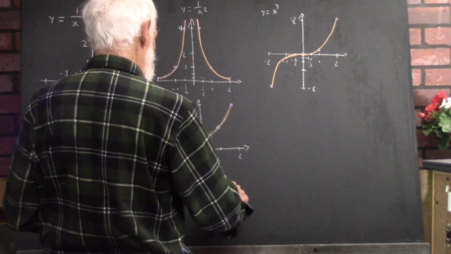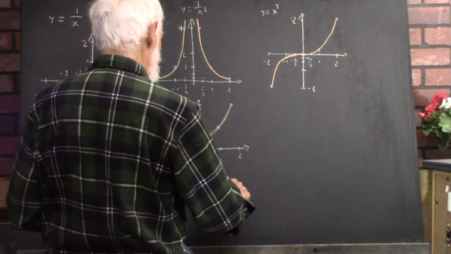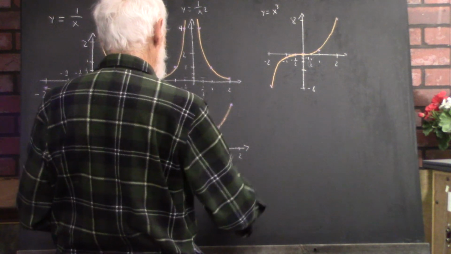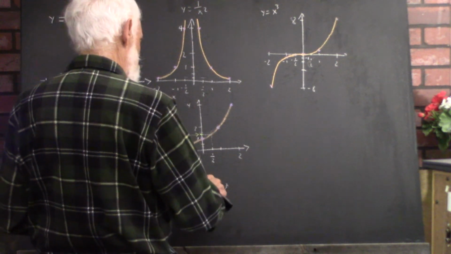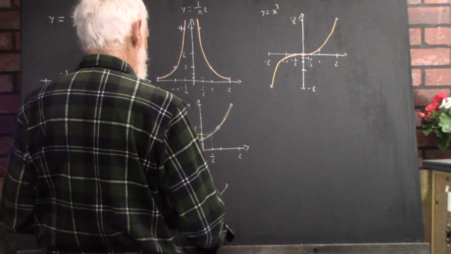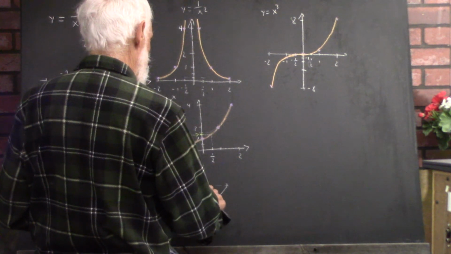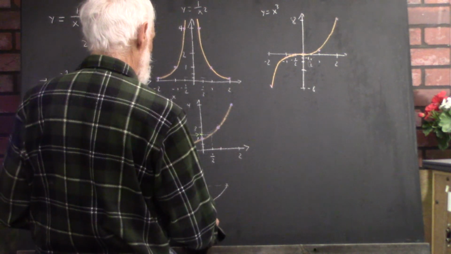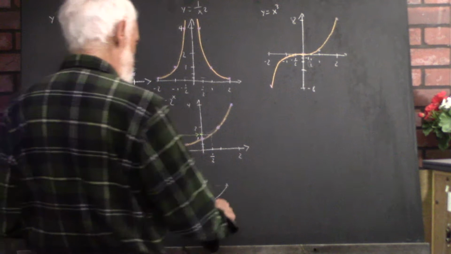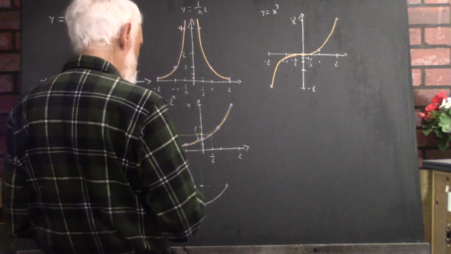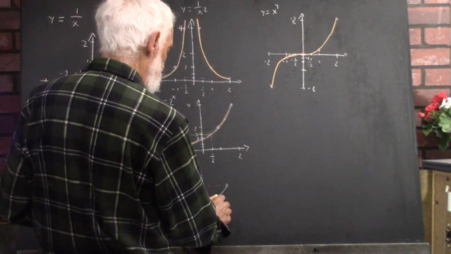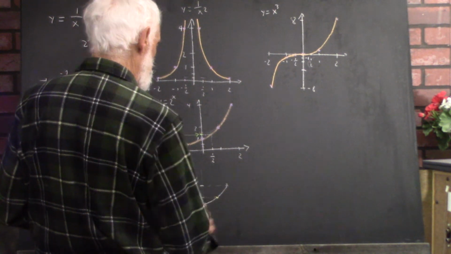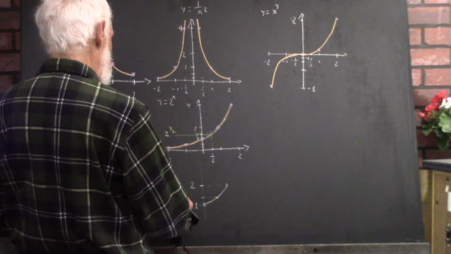So here's this point, here's this point, and here's the curve. And here's the y-axis. Here's y equals 2. Here's y equals 1. Here's the point we're talking about, halfway between. We project over to the y-axis. Here's our 2 to the 1/2.